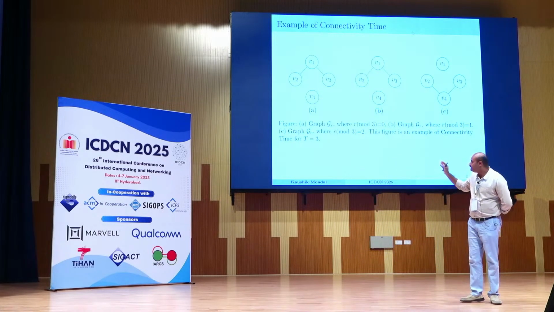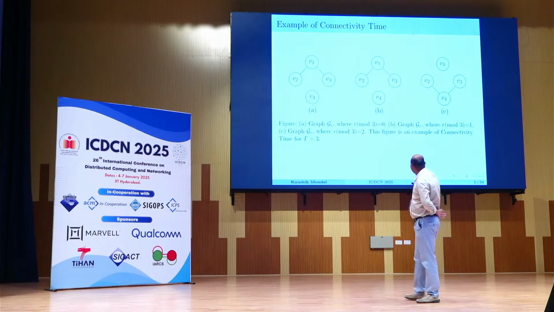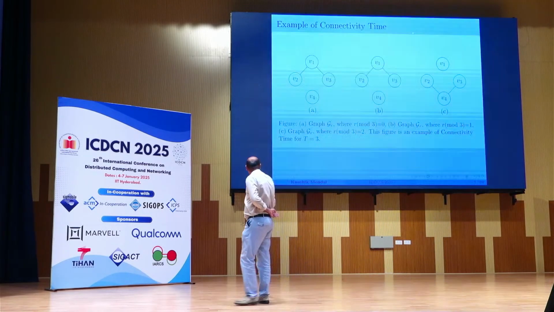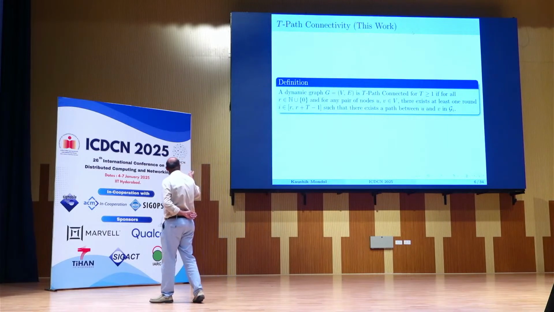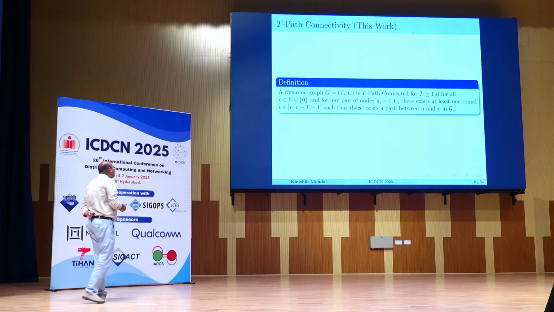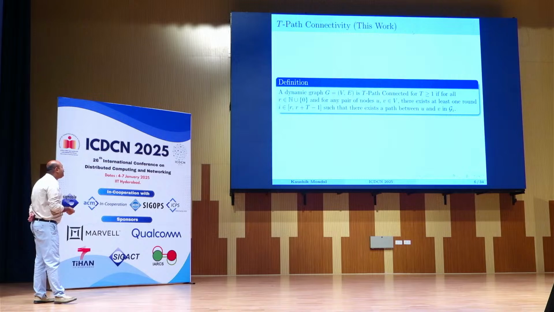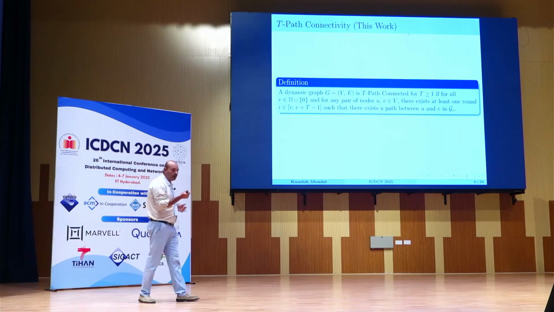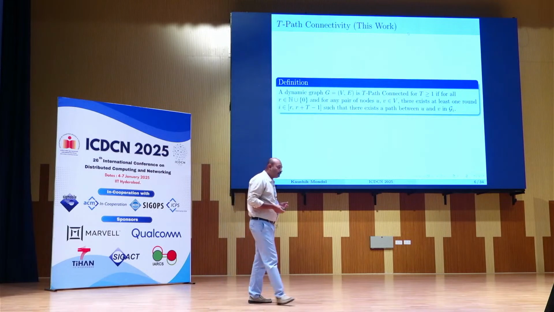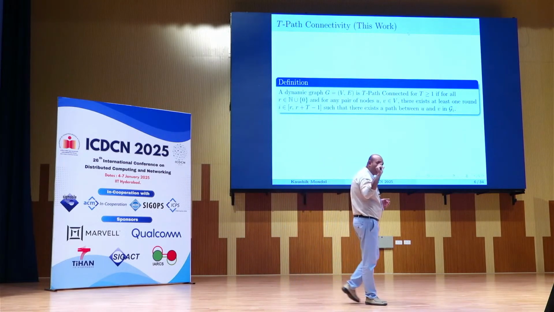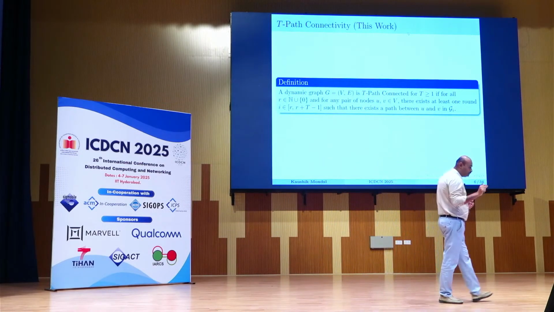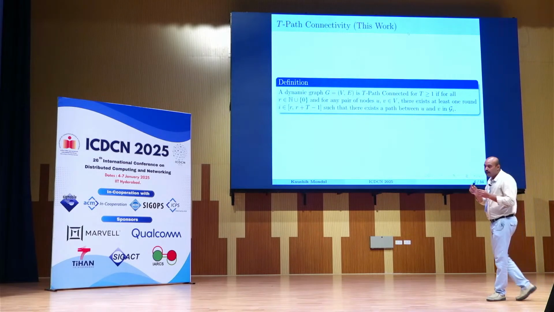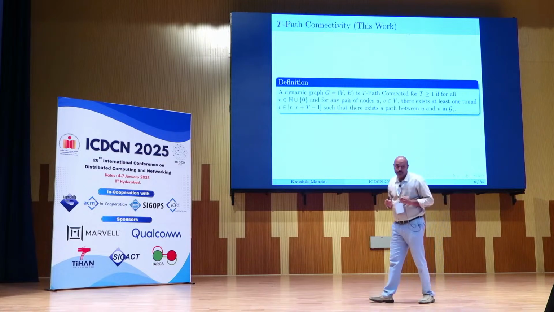So you can see that at each round it is disconnected, but if you take any three consecutive rounds, the union is connected. Okay. So next we are coming up with this model, which is called T-path connectivity. So we say that if you look at T consecutive rounds, let's say from round R plus 1 to R plus T, then if you consider any pair of nodes U, V, there must exist at least one round where there will be a path from U to V.